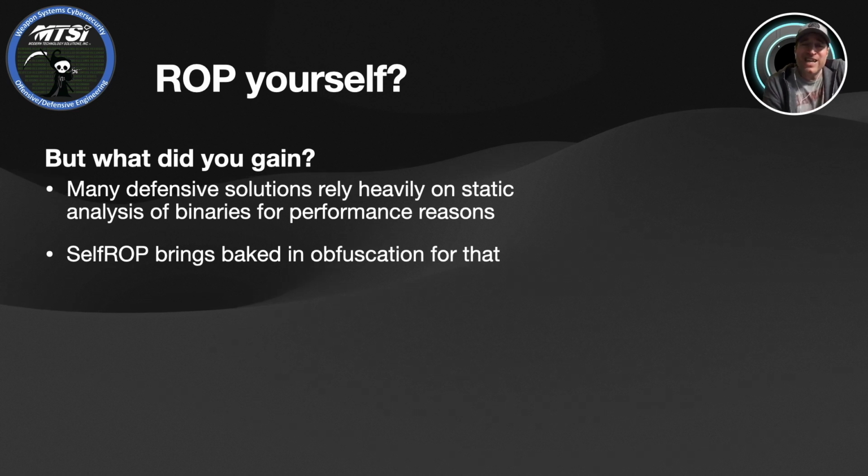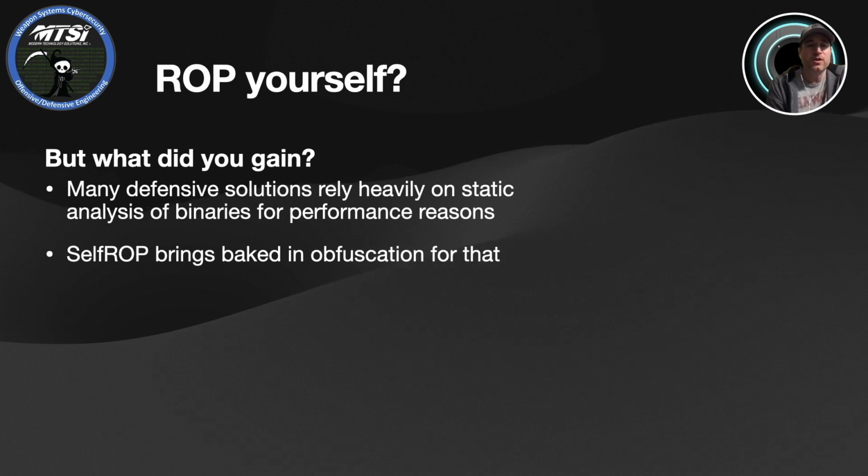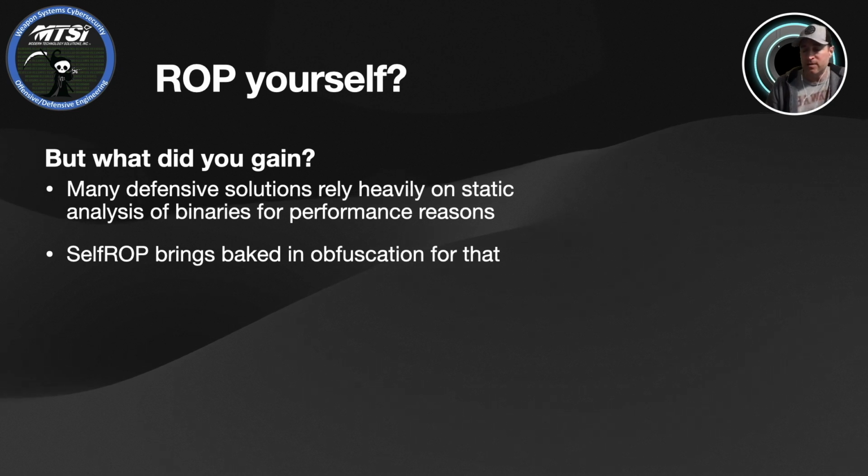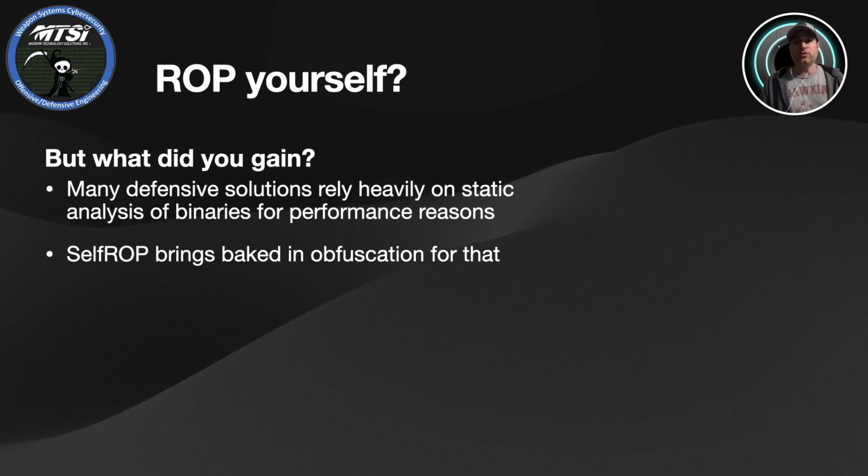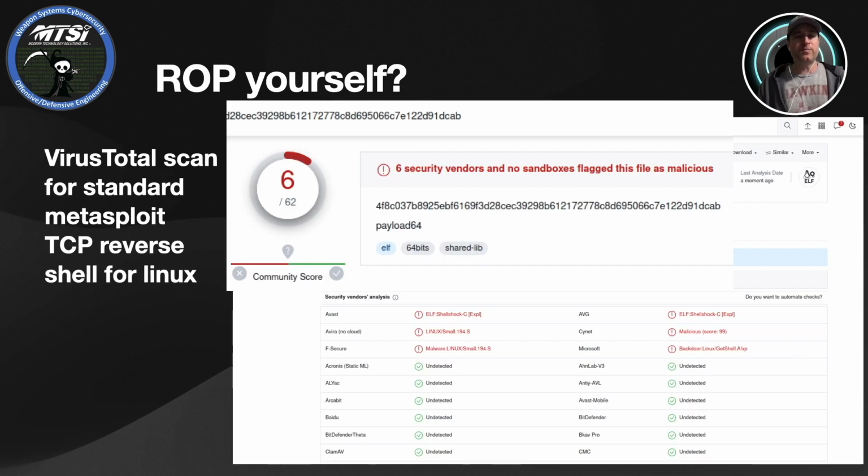So again, what do we gain out of this? Many defensive solutions rely heavily on static analysis of binaries for performance reasons. So self-ROPing really brings in strong baked-in obfuscation for that. It's very powerful, and I'll show you some measurements that I took that highlight that aspect.